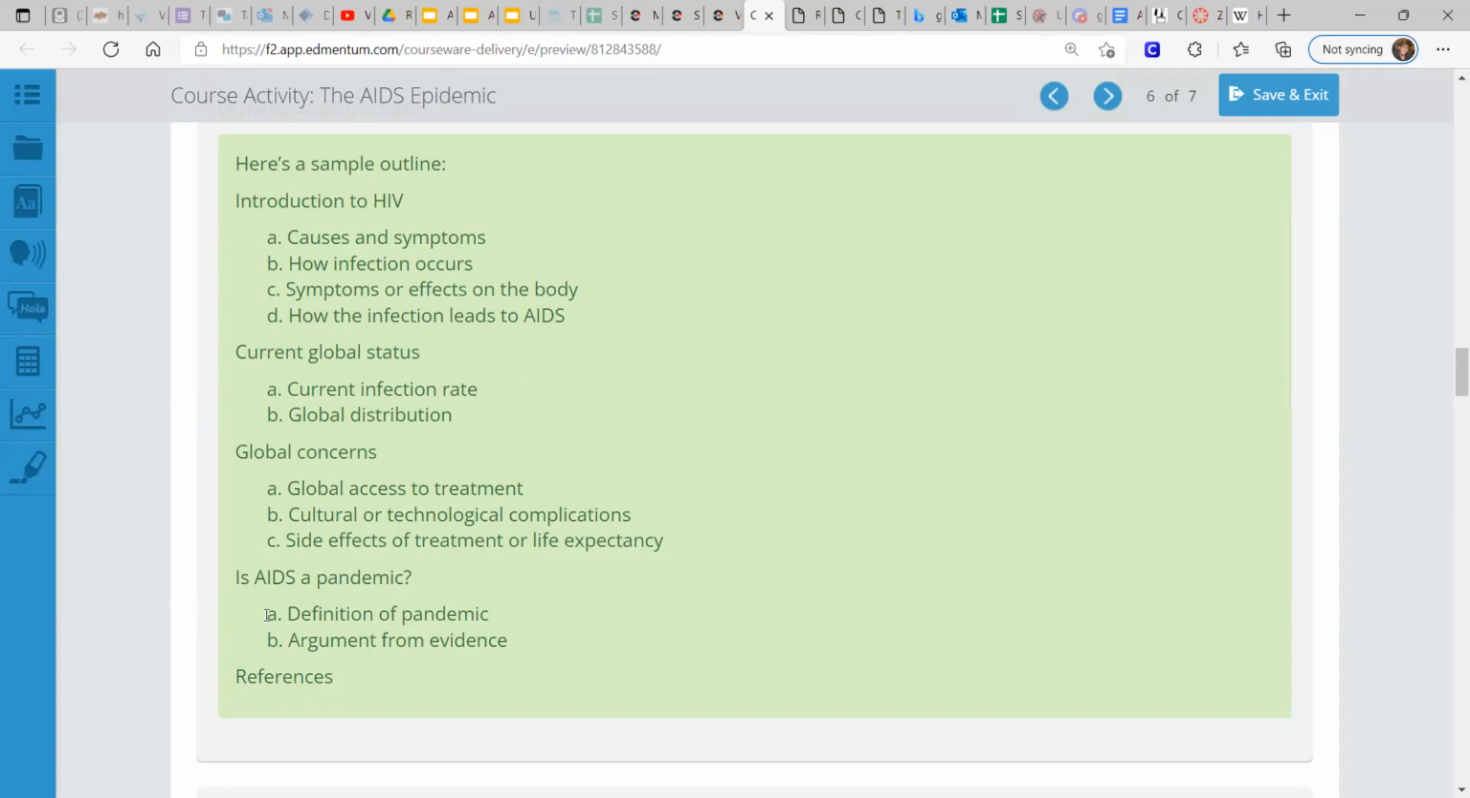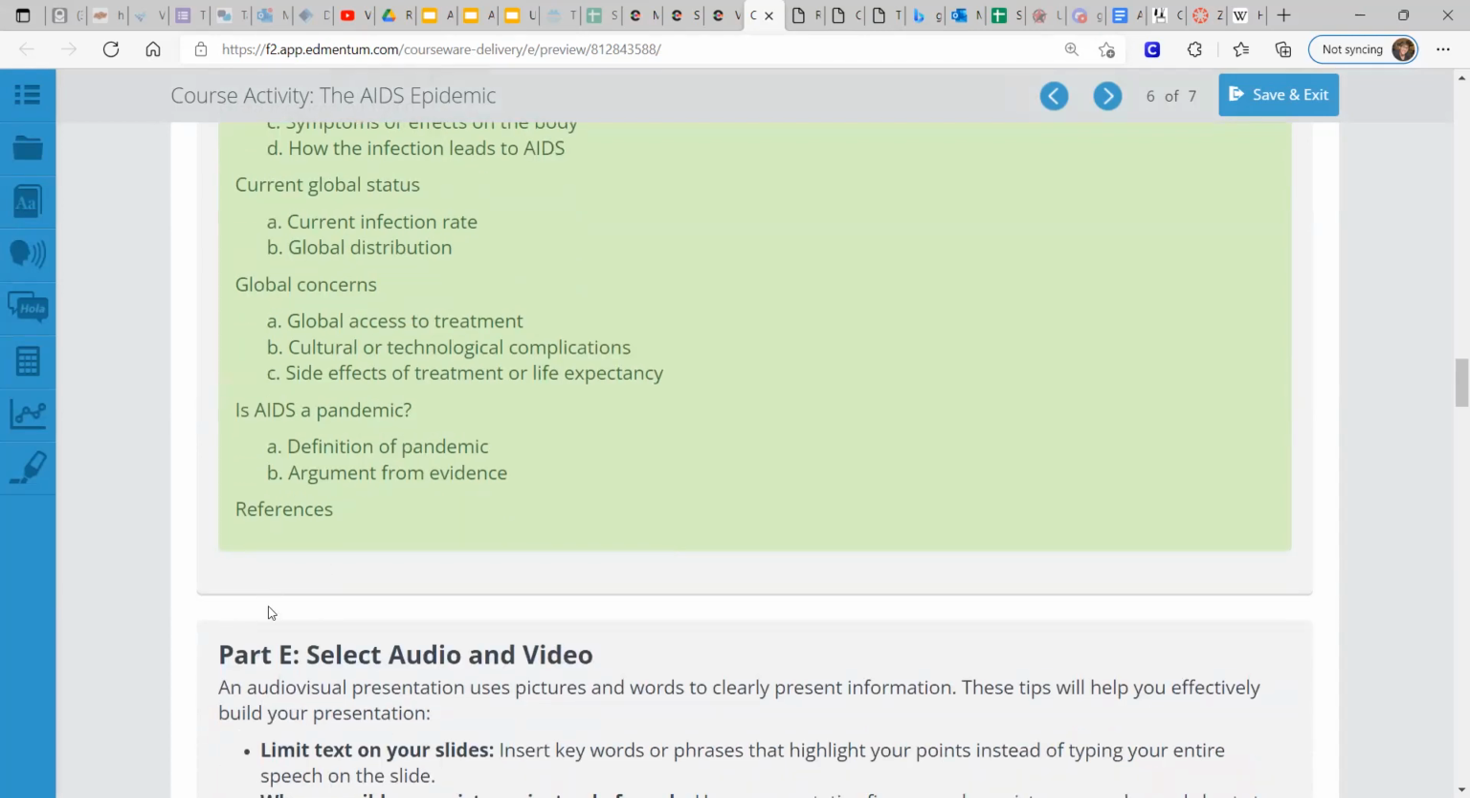And then here's your body paragraphs. Current global status. Global concerns. Is AIDS considered a pandemic? And then references.